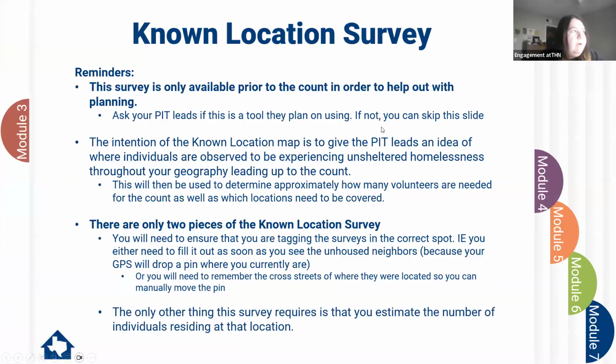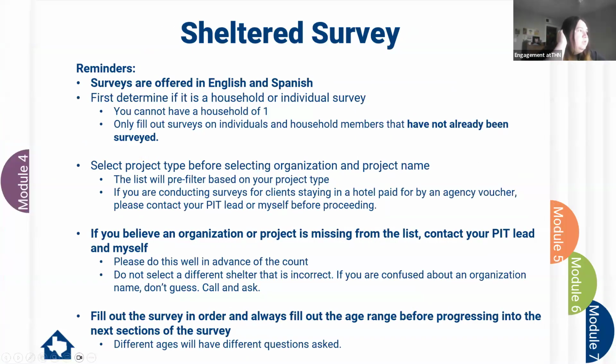Let's talk next about the sheltered survey. The sheltered surveys are offered in English and Spanish. The first thing that you need to do before you start any survey is determine if it's an individual survey or a household survey. I will mention that you cannot have a household of one. An individual survey is like if we see a single adult individual on the night of the count. In cases where we would do a household survey, that would be like a family or two spouses living together. So in order for it to be a household survey, there needs to be some sort of familial connection between the people in that household.